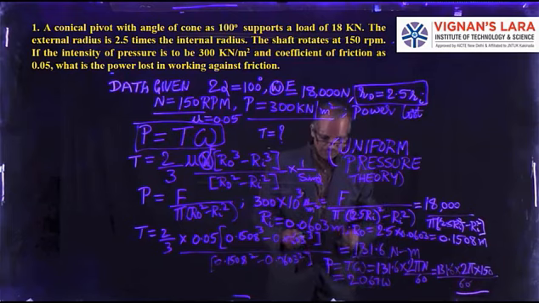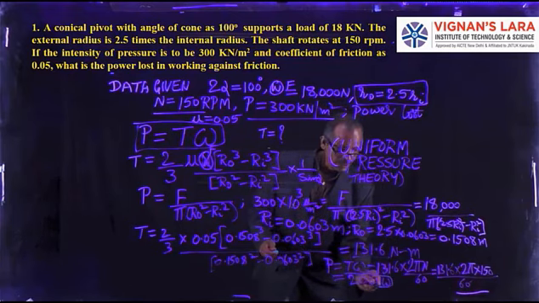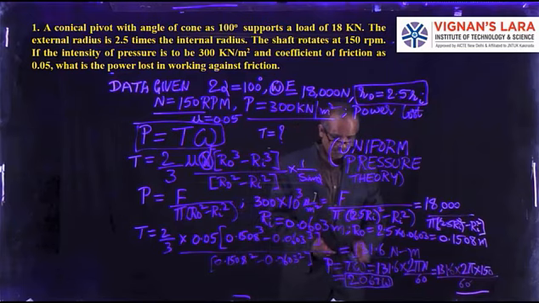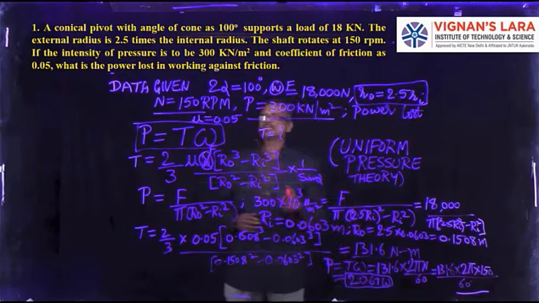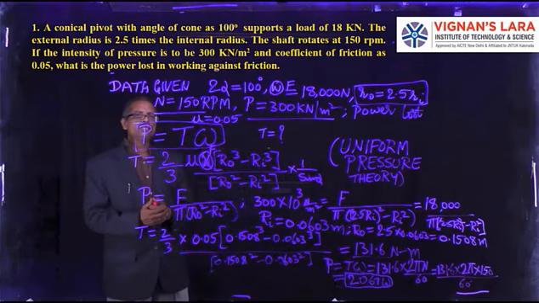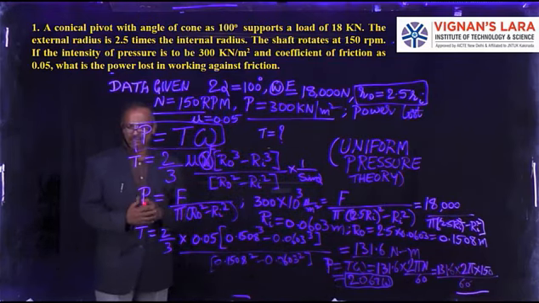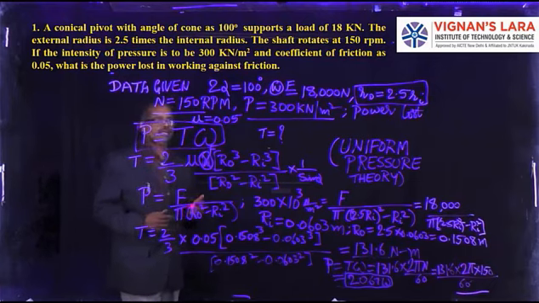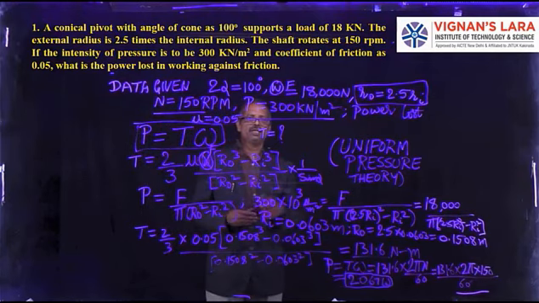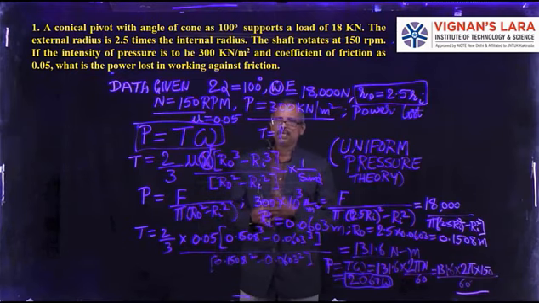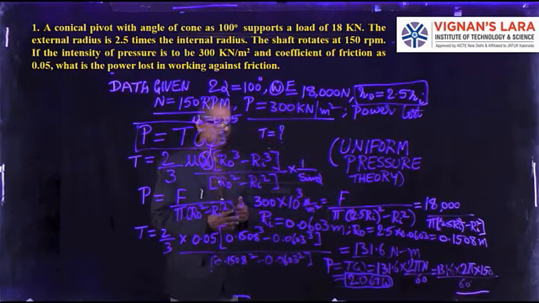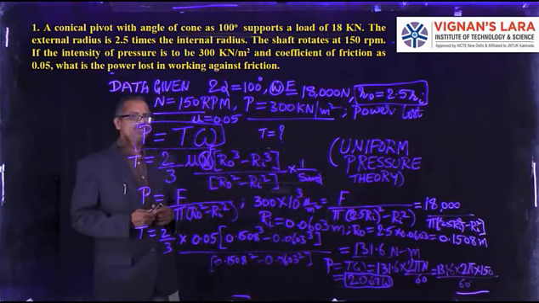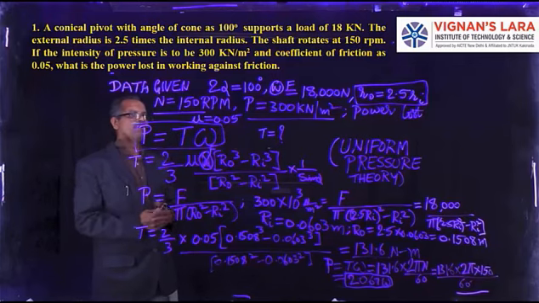Okay, let me explain once again what we did, what we have estimated and how we have proceeded. The problem is a conical pivot problem, given with a total angle of 100 degrees, and the load coming on it is 18,000 newtons. The relation between outer radius and inner radius is 2.5 times, the speed it runs is 150 rpm, the maximum pressure is 300 kilonewton per meter square, and the coefficient of friction is 0.05. What is the power loss?